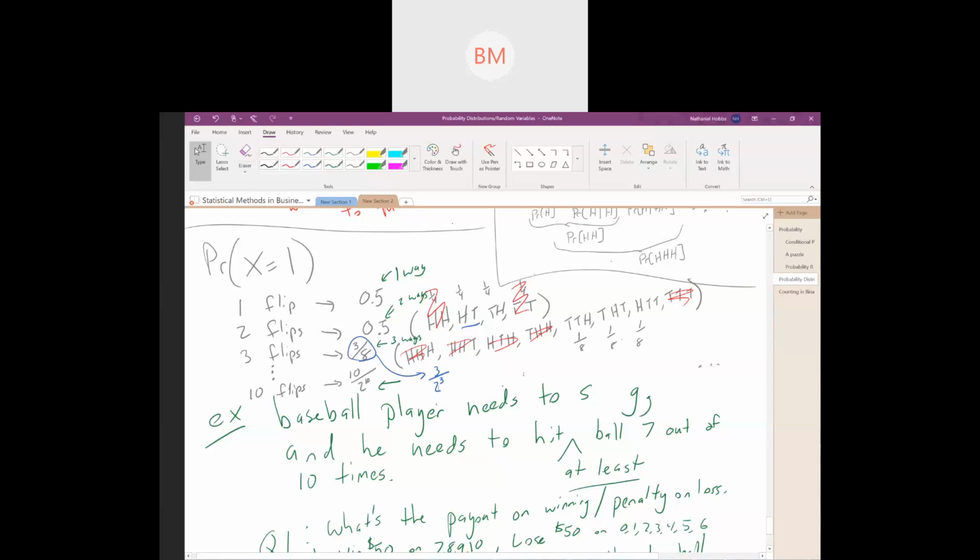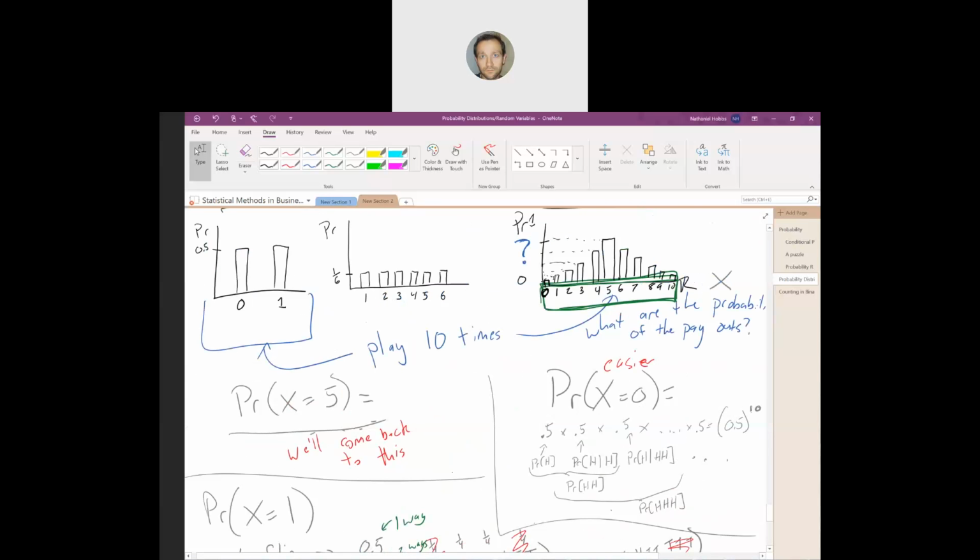Excellent. Yes. So now we have 2 of these numbers. We have it for 4. We have it for 0 and 10, 1 and 9.